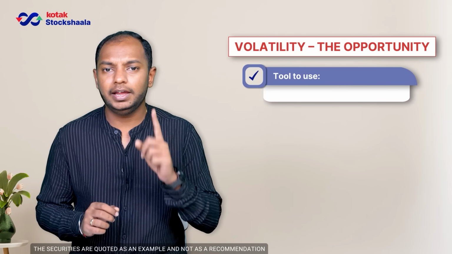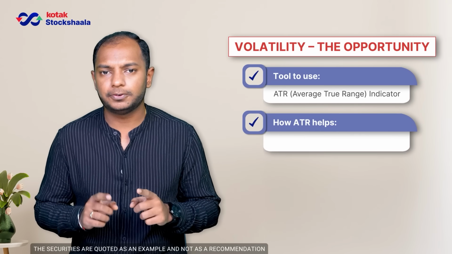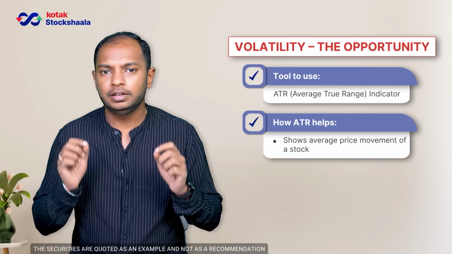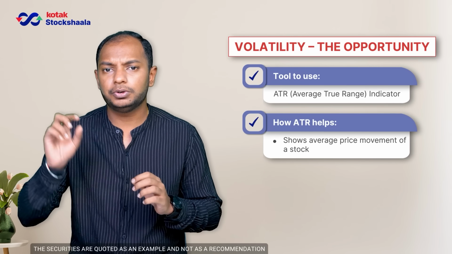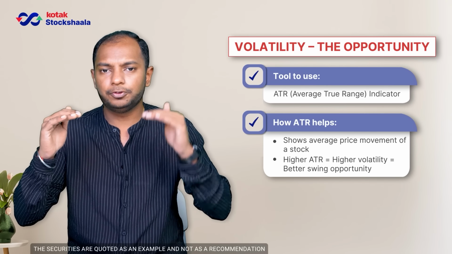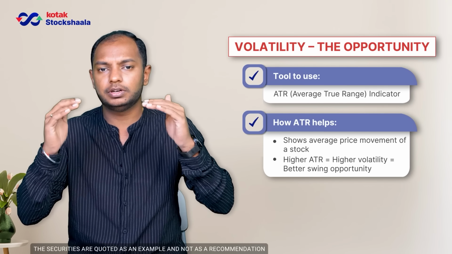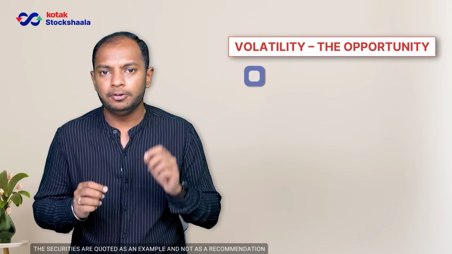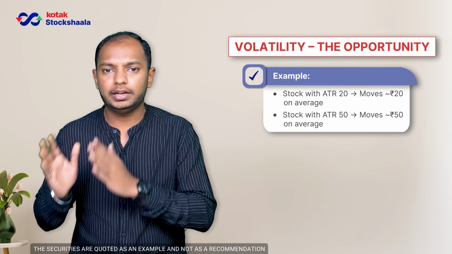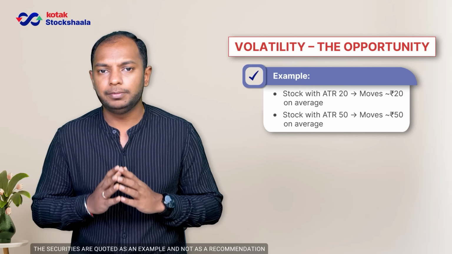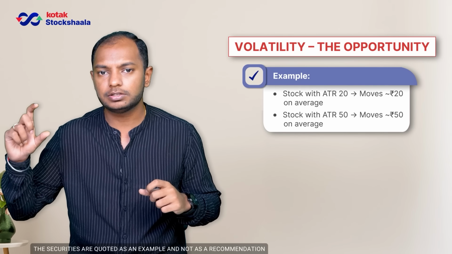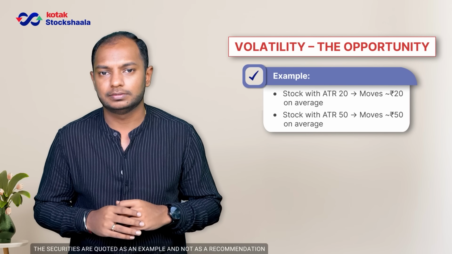You can use the ATR indicator, which stands for average true range. So when you put this average true range indicator on the daily time frame, it is going to show you the value of that specific stock. So the higher the ATR, the higher the volatility, which means bigger the opportunity for you as a swing trader. For example, if the ATR of a stock is 20 compared to ATR of a stock which is 50, it means that on an average, it moves by 20 rupees, whereas the other stock moves by 50 rupees.